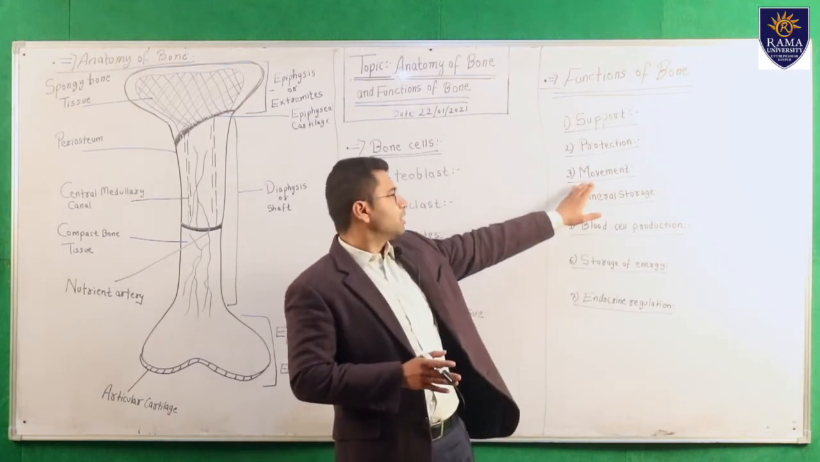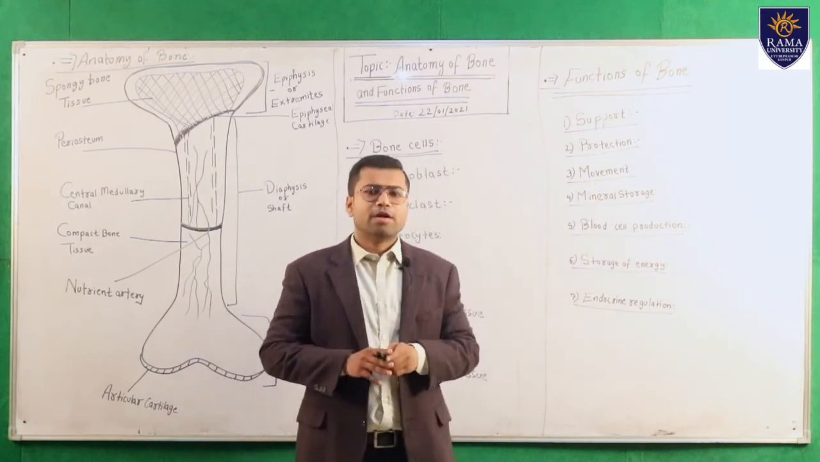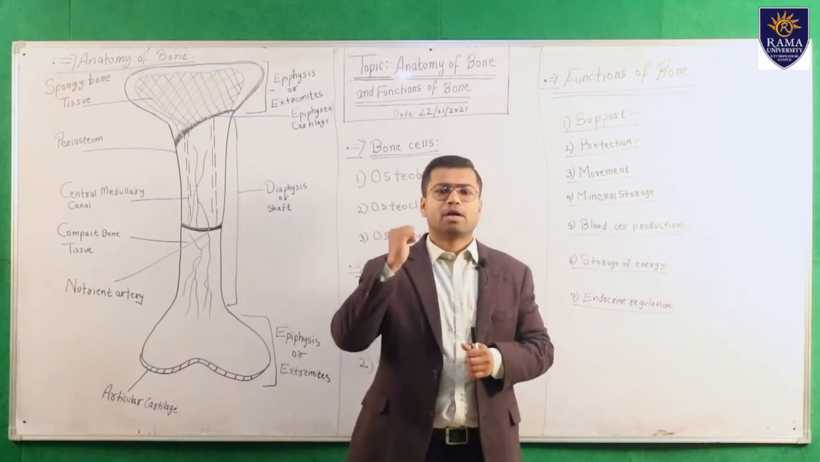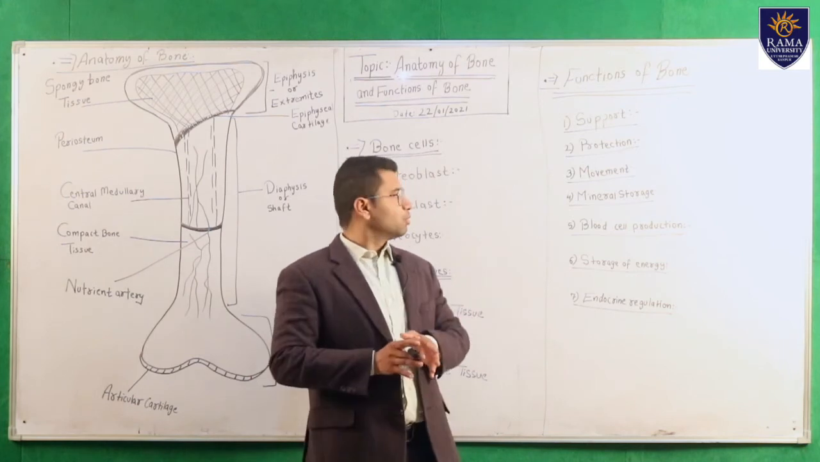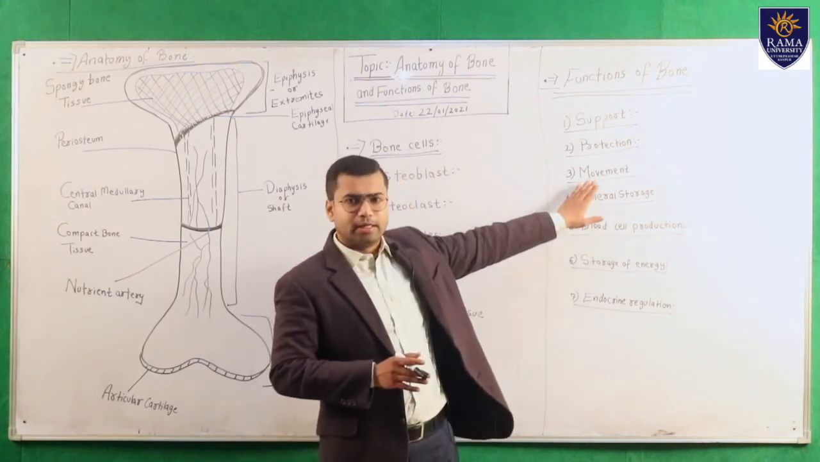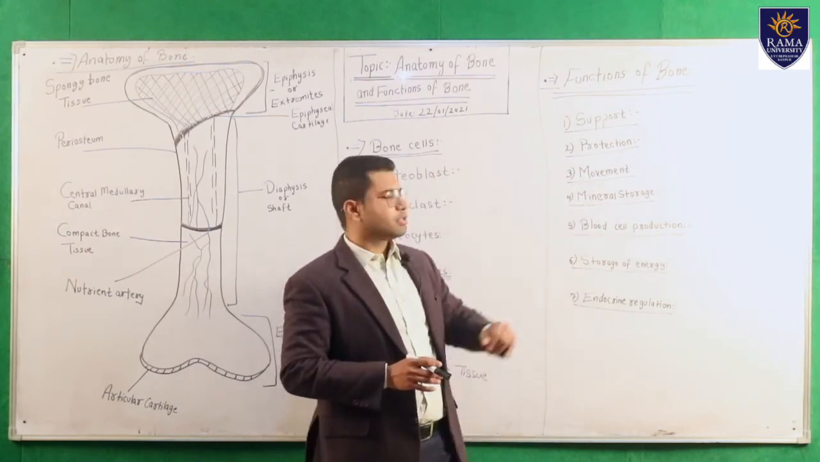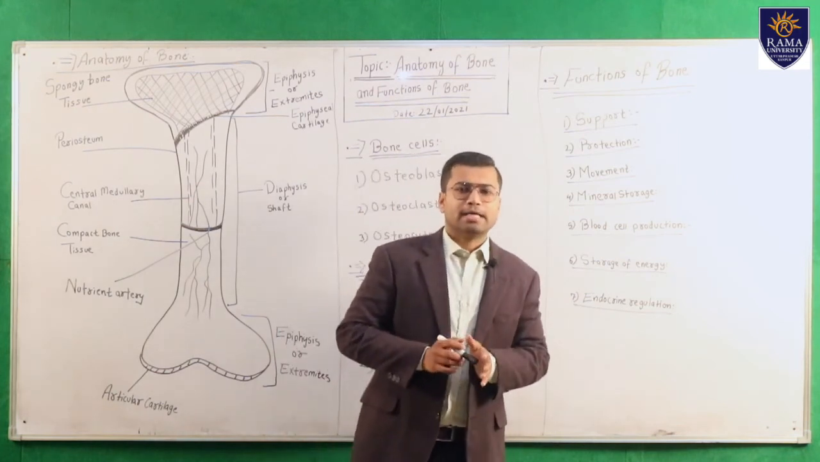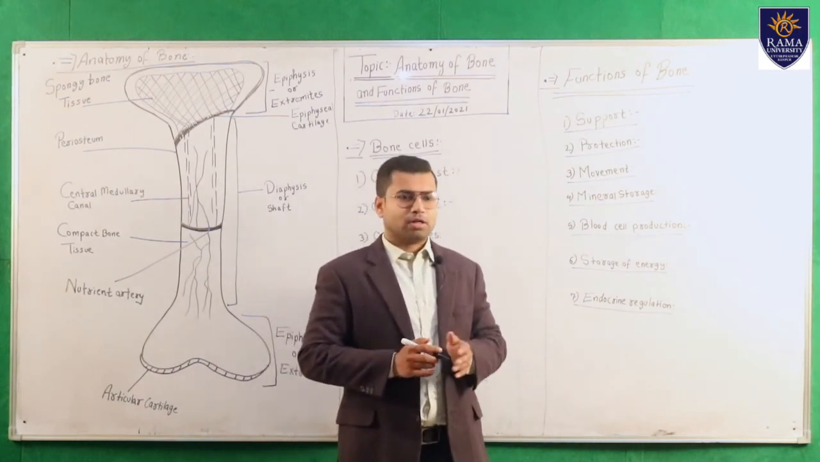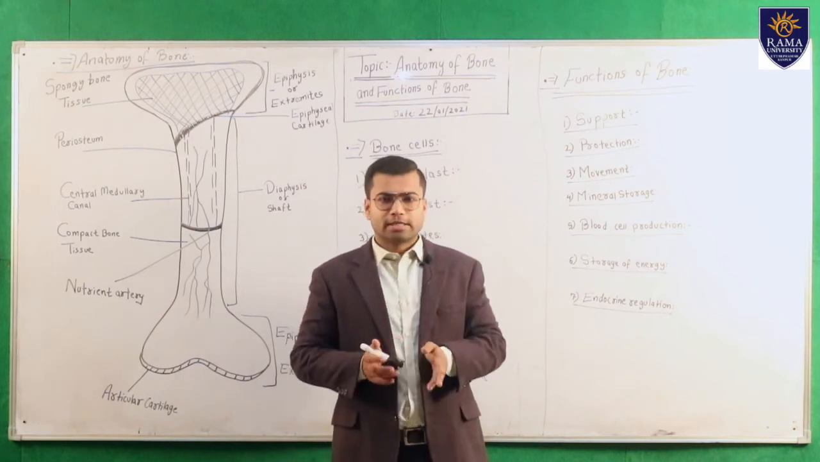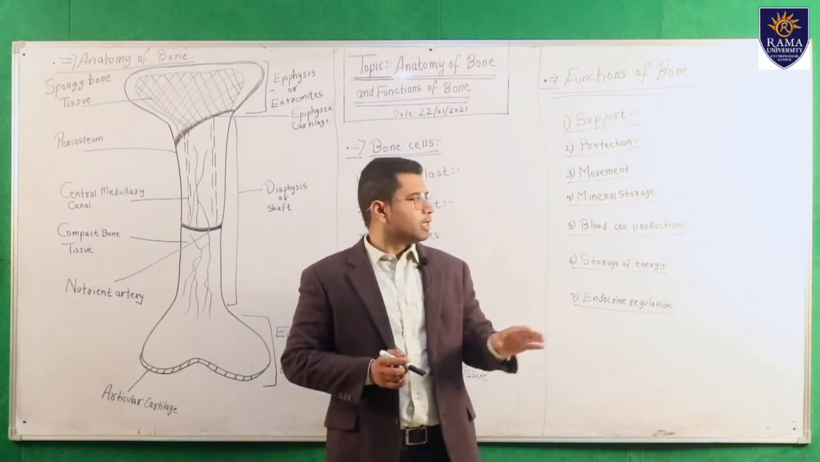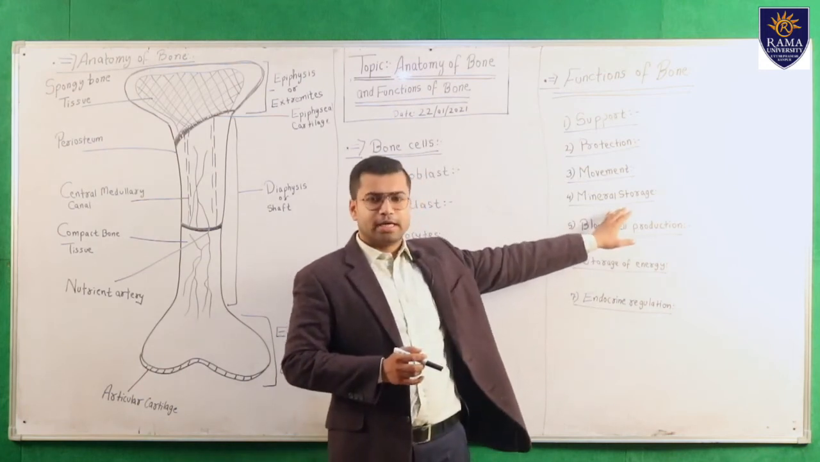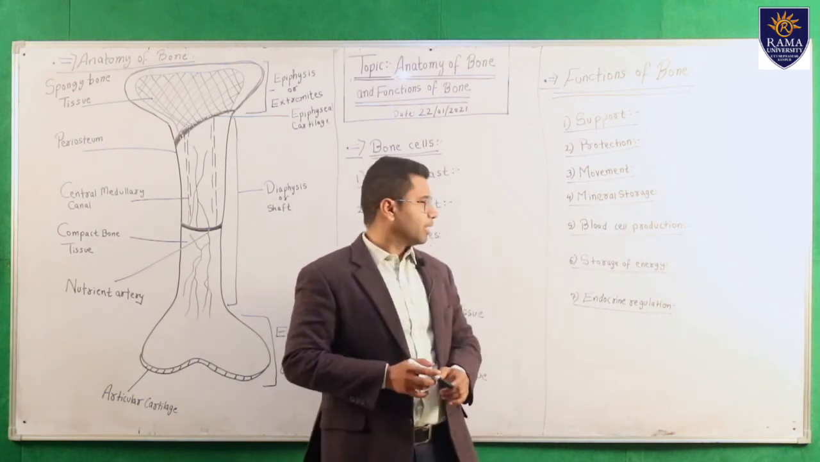The next function is movement. Whichever part of our body we move, suppose we are moving our hands or our legs, this movement occurs with the help of bone only. Next one is mineral storage. The bone is a storage for calcium salts. It mainly consists of calcium salt, so it mainly stores calcium and phosphate. The major storage minerals here are calcium and phosphate.